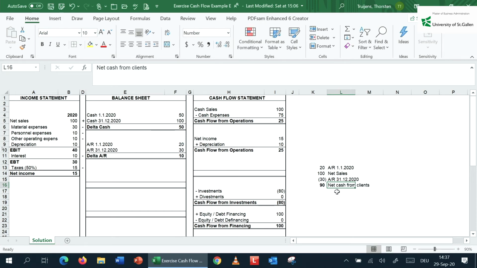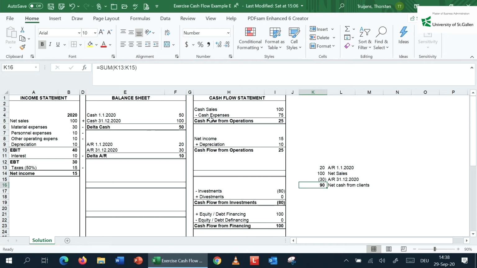In this case, what is essential is that we have 100 here in net sales, but we didn't get 100. We got less. Why did we get less? Because we gave our clients 10 euros more in terms of a loan. Now, if you give somebody a loan, that's good for your client, but it's bad for you. So that's the reason why 90 is the correct answer to my question.